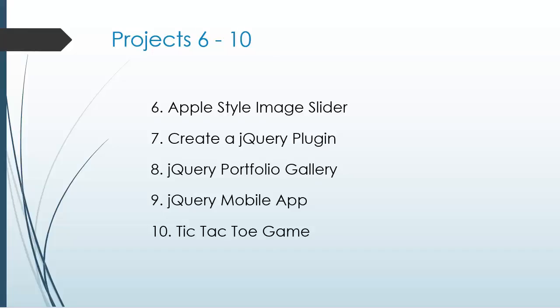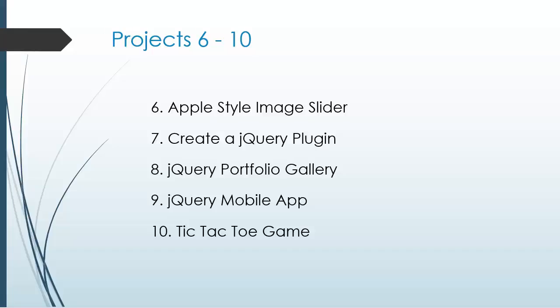Projects 6 through 10, we have an Apple-like image slider. Alright, so basically a thumbnail slider like you'd see in iOS or on the Apple website. Project 7 will be a jQuery plugin. Okay, we'll create it and we'll also submit it to the plugin registry at jQuery.com, which will be kind of cool. Project 8 will be a portfolio gallery with a few different features.